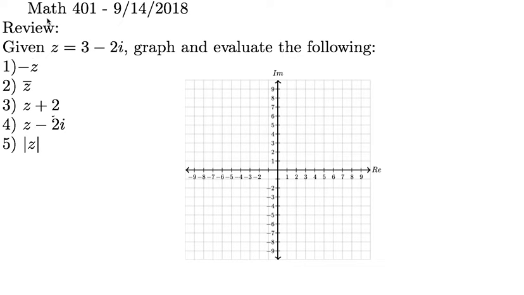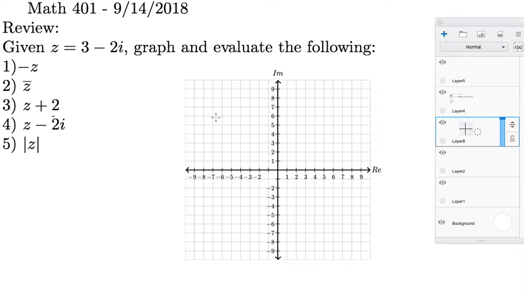What we're going to do today is review a little bit of arithmetic with complex numbers. Usually we denote this letter Z. Here we're first given our complex number, Z is equal to 3 minus 2i. We're asked to graph and evaluate the following expressions for Z. Okay? So we're taking this complex number, 3 minus 2i. Let's go ahead and graph that.